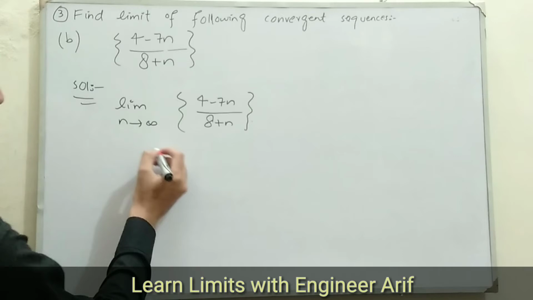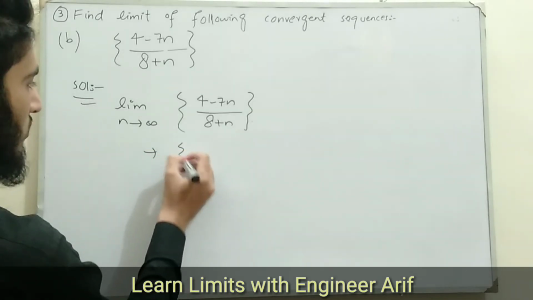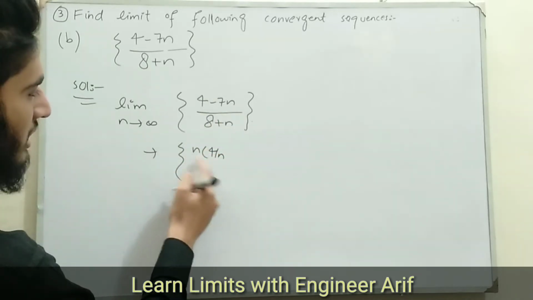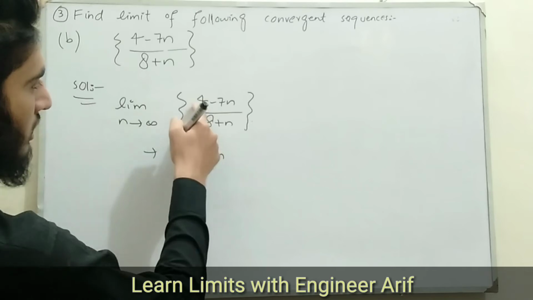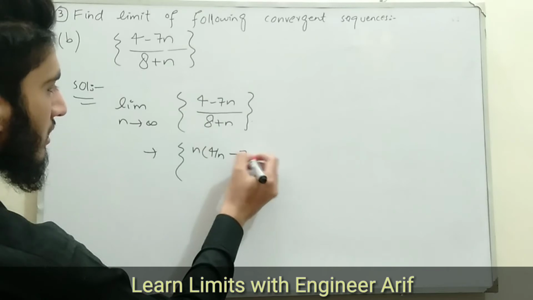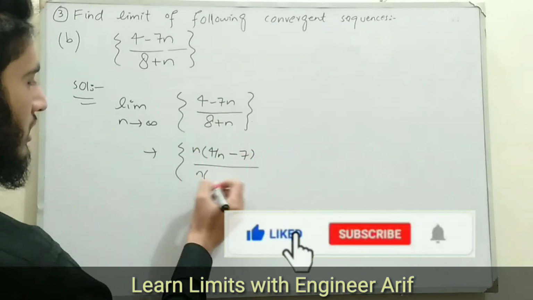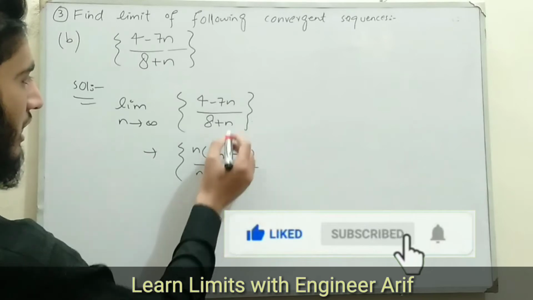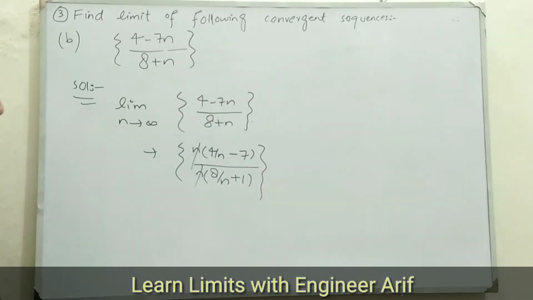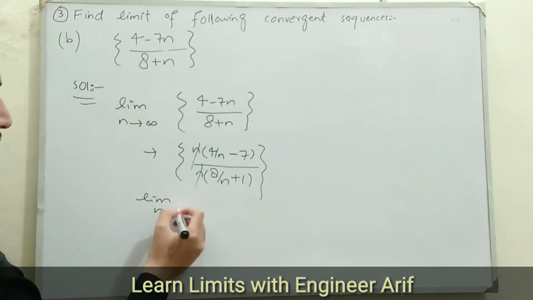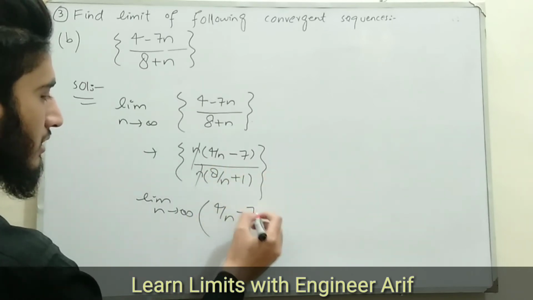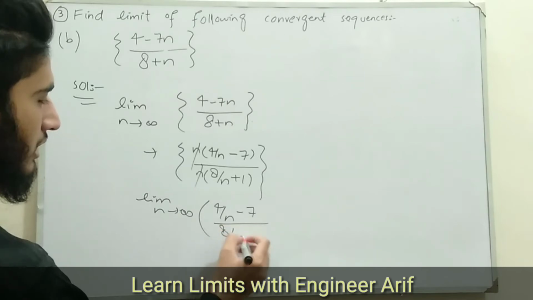Now after this, we will take out n common. So in the numerator, by taking n out common, here we are left with 4 divided by n, because n multiplied by 4 divided by n cancels out and we are again left with 4. Minus, here if we take out n common, we are just left with 7. Divided by, taking out n common, here we are left with 8 divided by n, and here by taking out n common, we are left with plus 1. After this, n is cancelled out with n, so limit n approaches infinity, we are left with 4 divided by n minus 7, divided by 8 divided by n plus 1.